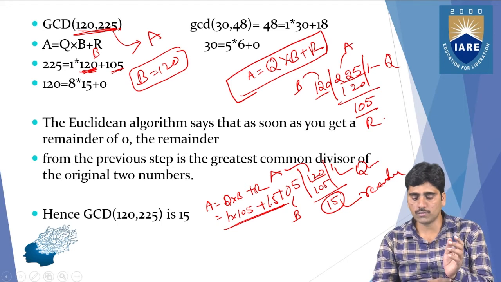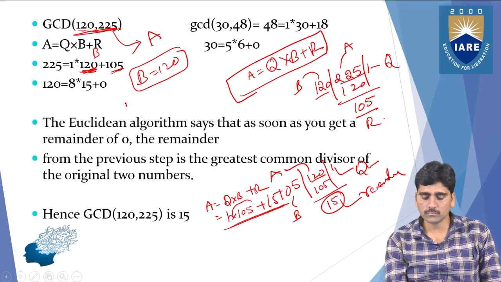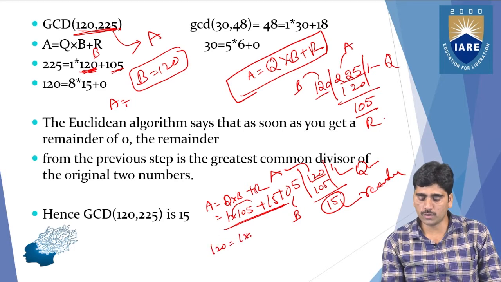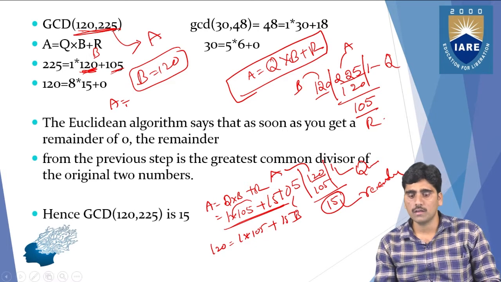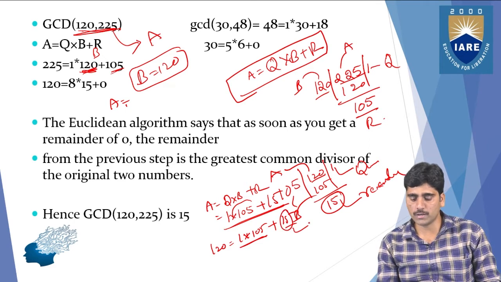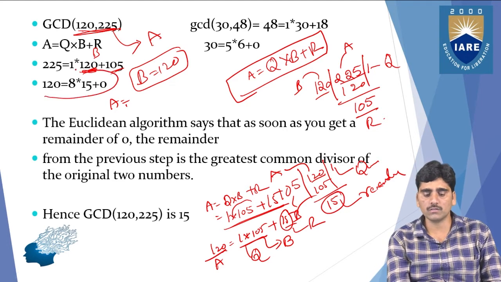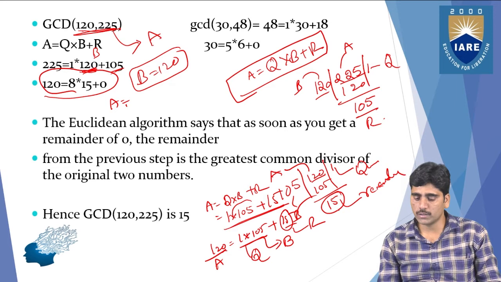So after that, what you need to do? Again, A, the value 120, equals 1 into 105 plus 15. Here, 15 is the remainder value and 105 is the B value, 1 is the coefficient value, and 120 is the A value. So still we are not getting remainder 0. You need to write again in the format of A equals Q into B plus R.